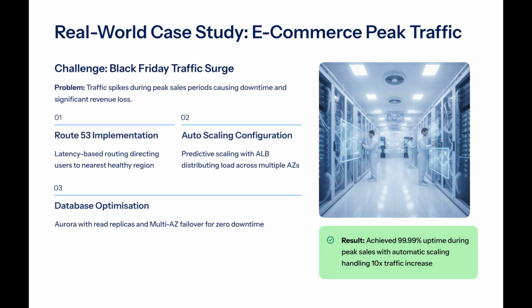Let's bring it to life with an e-commerce example. On Black Friday, traffic can spike 10 times. Downtime means lost revenue. The solution: Route 53 latency-based routing to direct customers to the nearest healthy region. Auto-scaling with an ALB to handle demand. Aurora with multi-AZ failover so the database never goes down. The result: 99.99% uptime during peak sales. Imagine telling your interviewer, "I designed for a 10 times traffic increase with zero downtime." That's impressive.